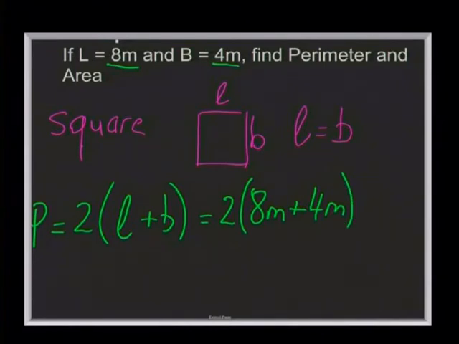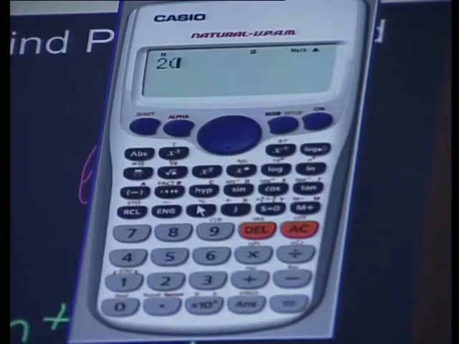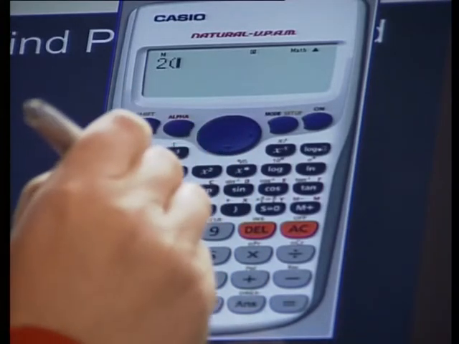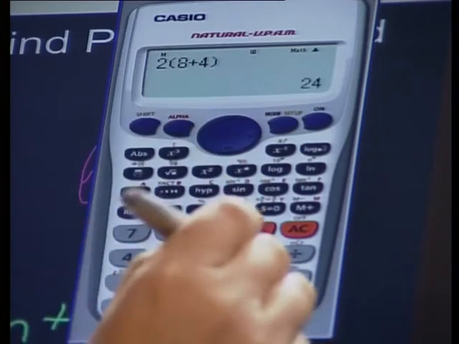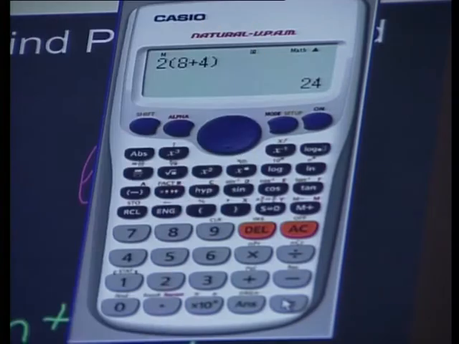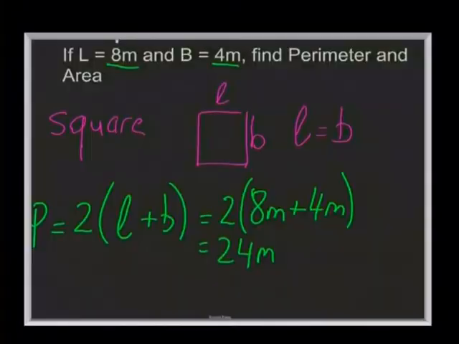And now we can simply plug that into our calculator. So we've got 2, and let's open the bracket exactly the way it is, 8 plus 4, close the bracket, press equal, and we see that it is 24. So my answer to that was 24. And don't forget your units, they are crucial. So it's 24 what? It is 24 meters. Perimeter, one-dimensional, therefore just meters.